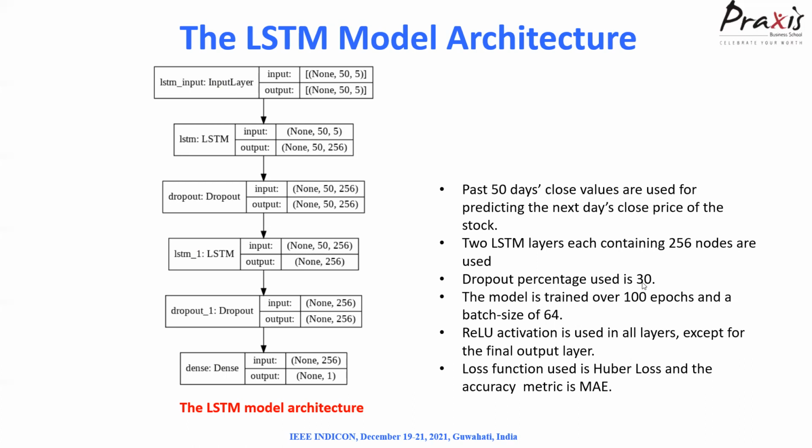The model is trained over 100 epochs with a batch size of 64. ReLU activation is used, except for the final output layer where sigmoid is used. The loss function is Huber loss, and the accuracy metric is MAE. These are quite well-known standards, and the Huber loss optimizes the MAE behavior, which is why it has been chosen. And MAE is a very widely used accuracy metric.